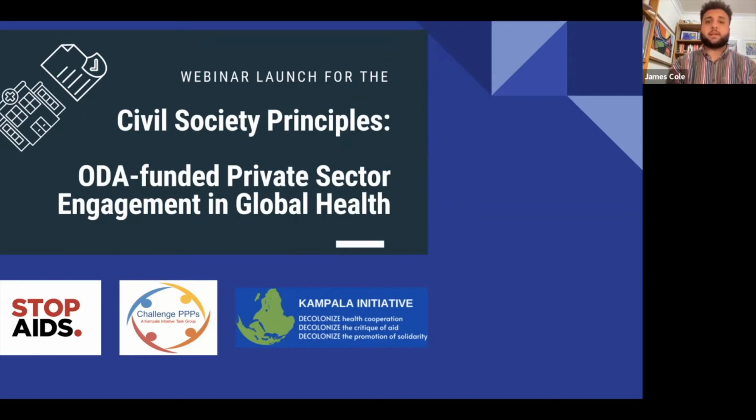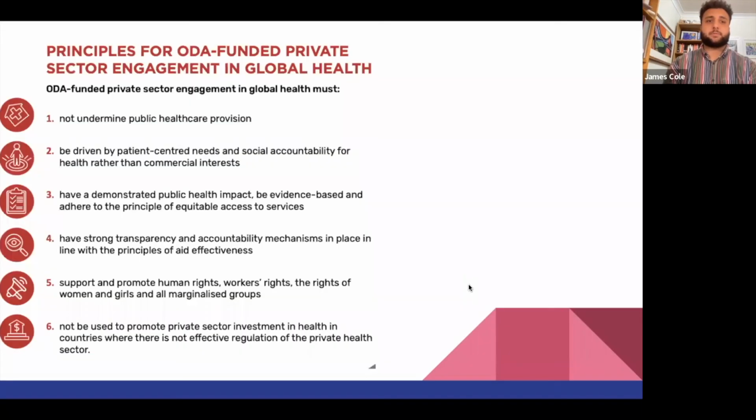We'll begin with a short presentation outlining the principles, and then we will hear from a brilliant lineup of speakers, which include Denis Bukenya from the People's Health Movement Uganda and the Kampala Initiative, Anna Marriott, Health Policy Manager at Oxfam, Dr. Mohga Kamal-Yanni, and finally, John Fairhurst, Head of Private Sector Engagement for the Global Fund to fight AIDS, TB, and malaria. But first, a few words on the principles themselves and why they came about.